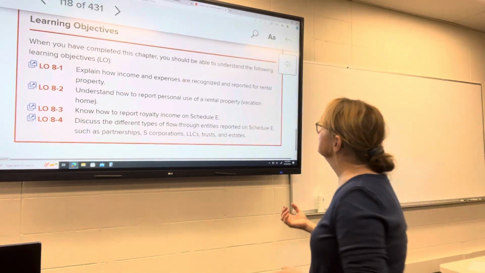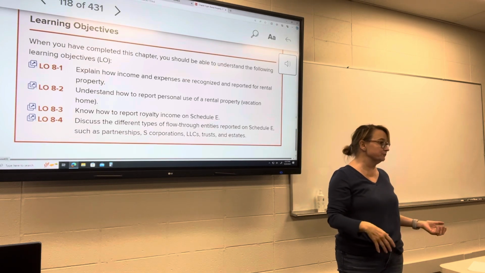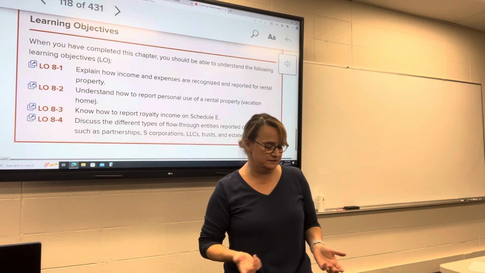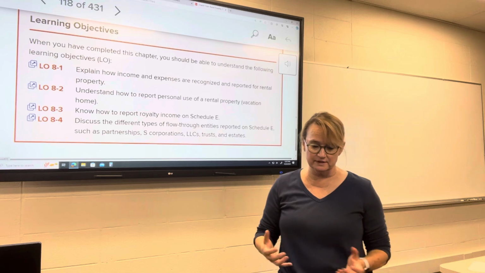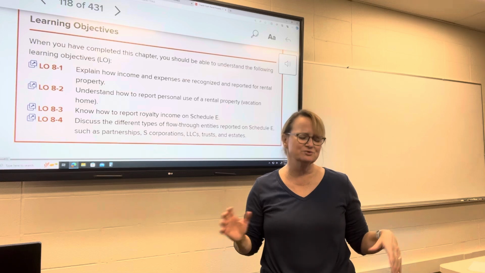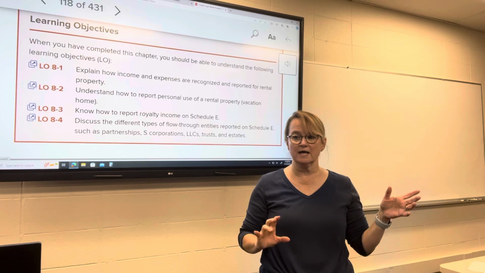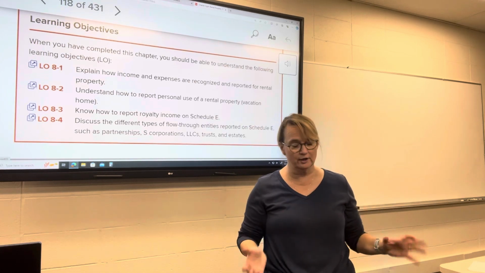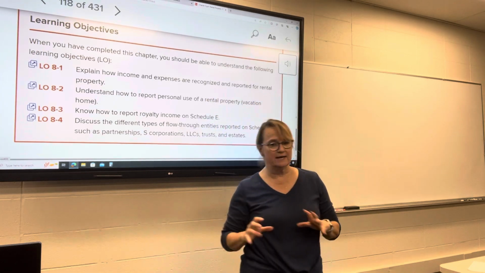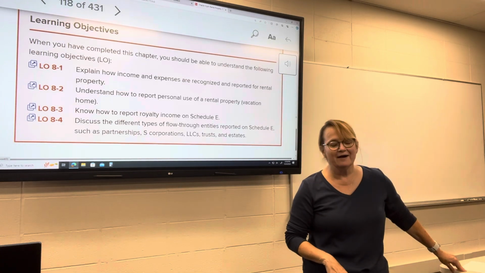This chapter is how to report income from rental property and from flow-through entities. Okay. Couple of concepts, a couple of calculations that we're going to cover in this, but they're not too complex. There's one where we have to determine whether or not a property is considered a rental or not, and I've got a flow chart for you to look at to kind of help with that. So not terribly taxing. That's a little joke there.